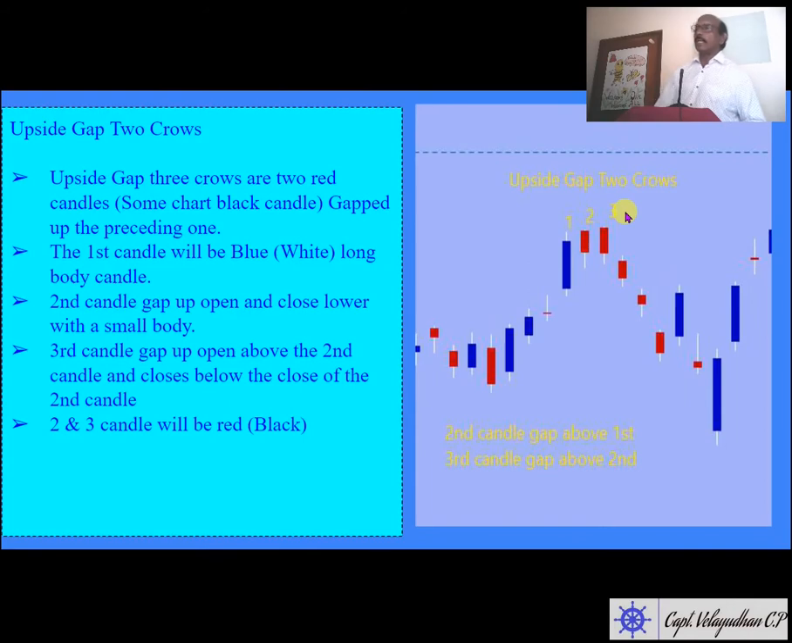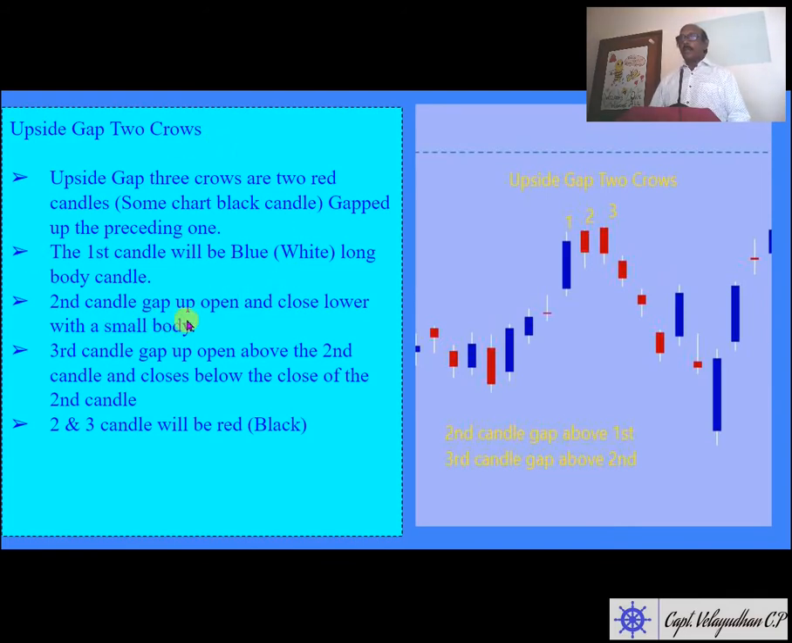These candles are known as three crows. Why it is known as crows: the color is black. Previously most of the charts showed white and black candles, but nowadays in the modern trend most of the bearish candles are shown in red color, and upside positive candles are shown in green color.